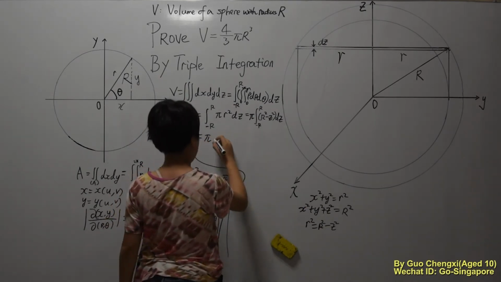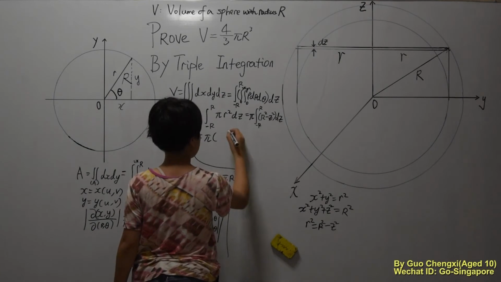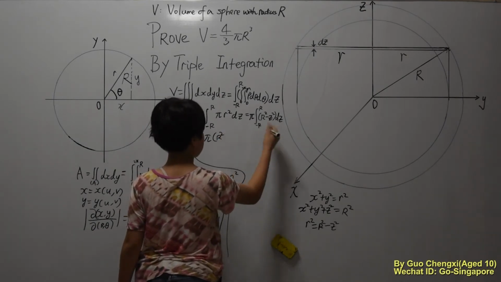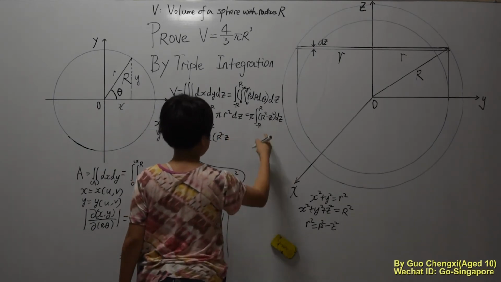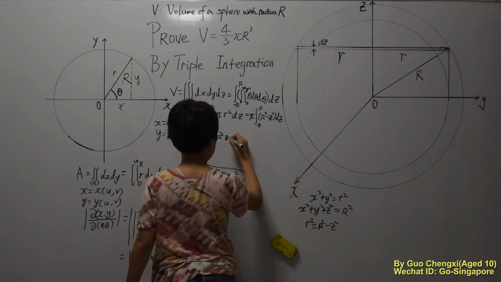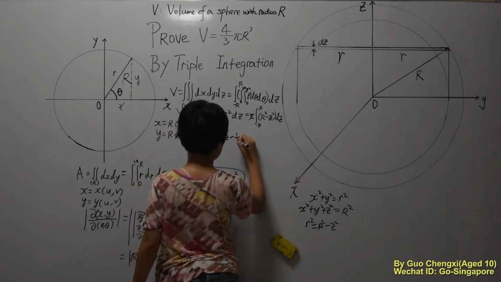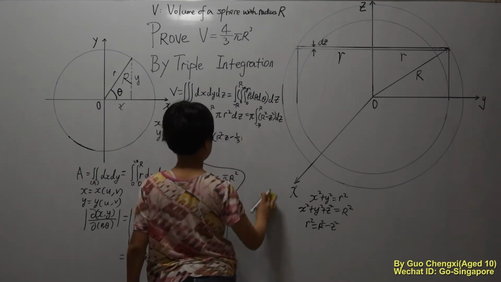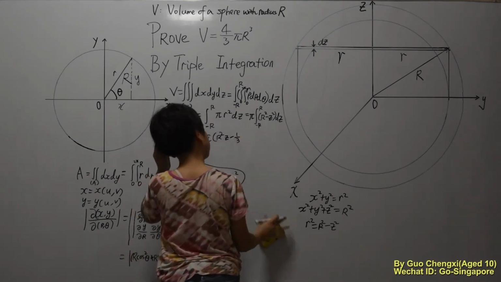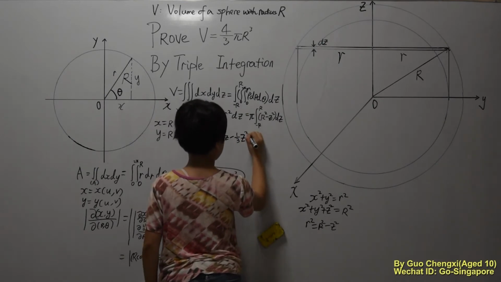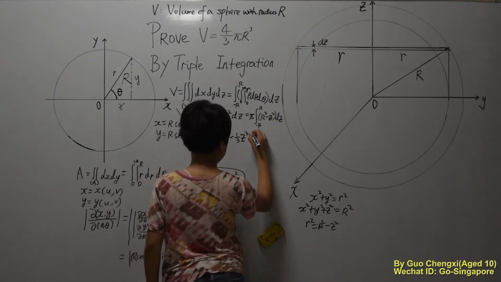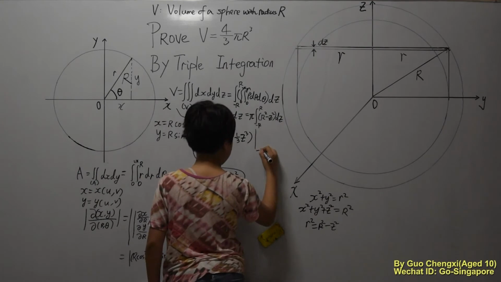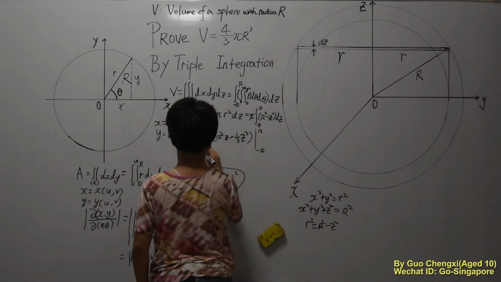So over here it will become R squared z minus 1 over 3 z cubed, because it's a square already. Then after that, from negative R to R.